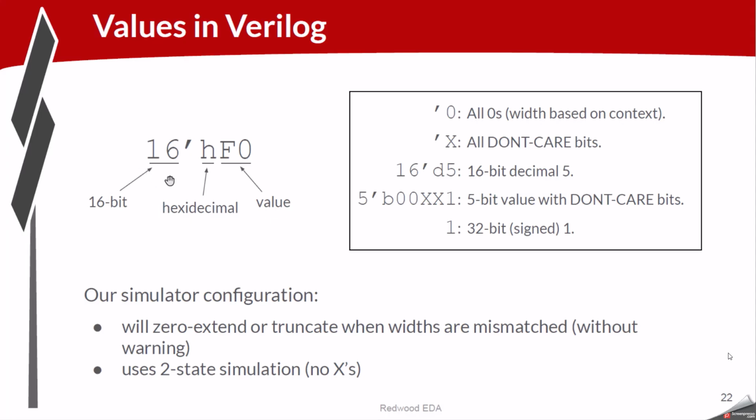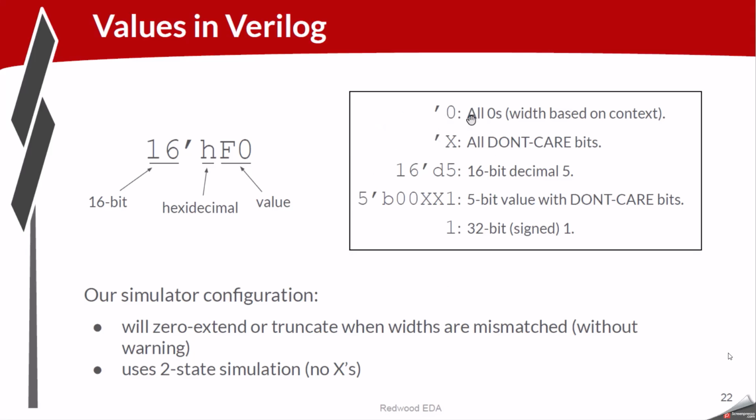So you start off with the number of bits in the value, and then a tick, or a single quote, and then a character saying what format the value is. So either D for decimal, H for hexadecimal, or B for binary, and then the value itself. And there are a couple examples here. So there are a couple shortcuts you can take.